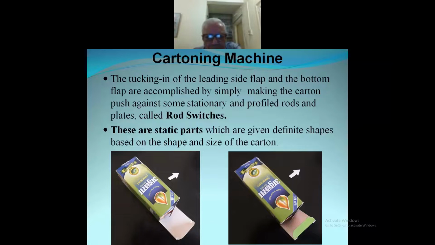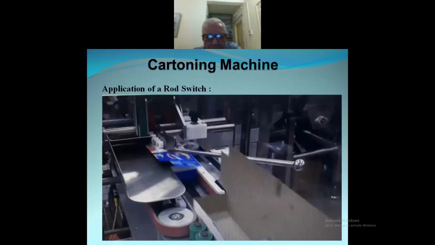Just to give you one photograph, here is a carton, a cardboard box, moving from here to that side, and then the top of the cardboard box is to be closed, and that is done by making it run past simple, most innocuous, humble rods, which are called rod switches. It is fabulous when you see that this whole thing is working at a speed of maybe 200, 250 cartons per minute, and this simple static rod is doing so much. It is mind-boggling. So that's why I thought this is one example of mechanism or simplicity worth seeing.